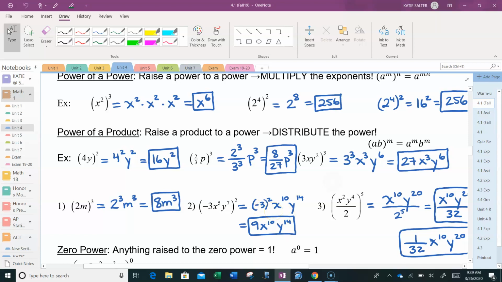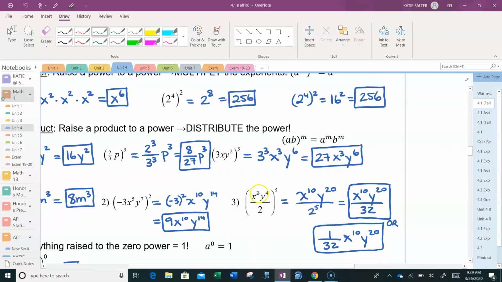All right, and then the third one over here, power to a power, we distribute. So 2 times 5 is 10. 4 times 5 is 20, and then don't forget this 2 in the denominator. Now that 2 is not an exponent, it's a base. So we don't say 2 times 5, we say 2 to the 5th power. The only thing you should ever actually multiply would be an exponent and an exponent, never a base and an exponent. So if we work that out, that is x to the 10th, y to the 20th, all over 32. But you may also see it written where they put the coefficient in the front. Dividing by 32 and multiplying by 1 over 32 is the same thing.